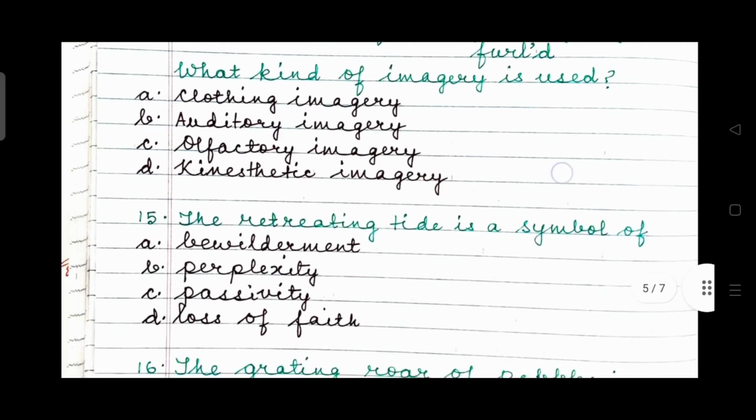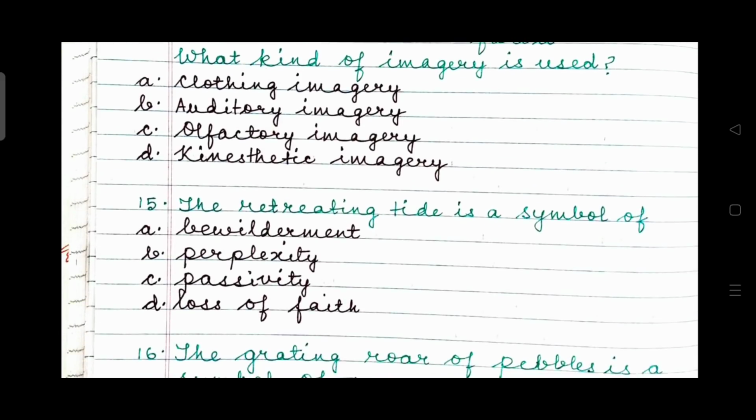Next, question 15. The retreating tide is a symbol of bewilderment, perplexity, passivity, loss of faith. Very easy. Option D is the right answer, loss of faith.